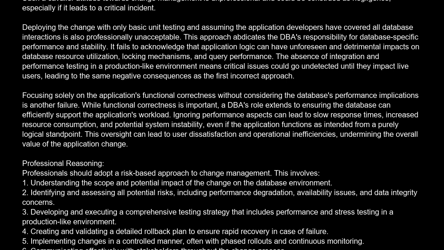Professional reasoning. Professionals should adopt a risk-based approach to change management. This involves: 1. Understanding the scope and potential impact of the change on the database environment. 2. Identifying and assessing all potential risks, including performance degradation, availability issues, and data integrity concerns. 3. Developing and executing a comprehensive testing strategy that includes performance and stress testing in a production-like environment.